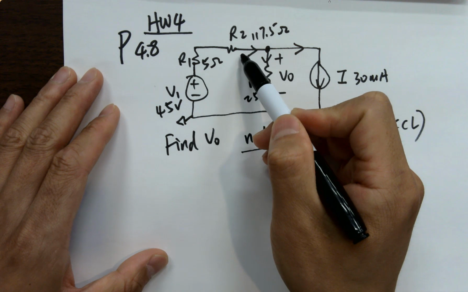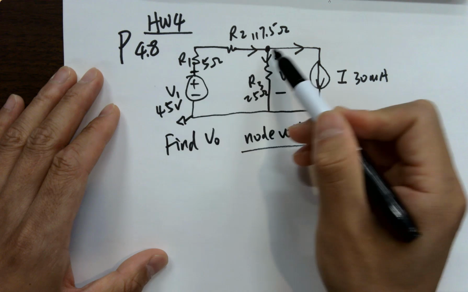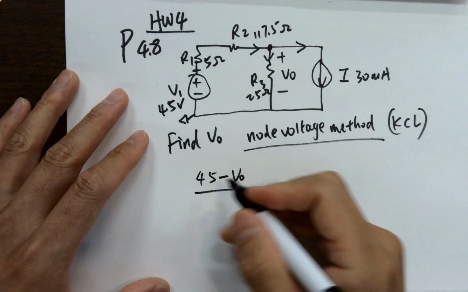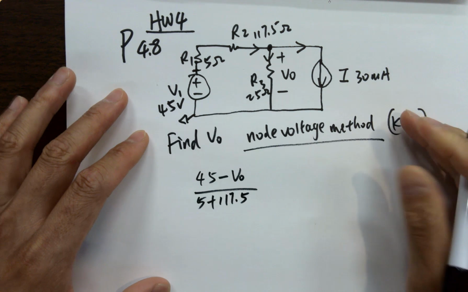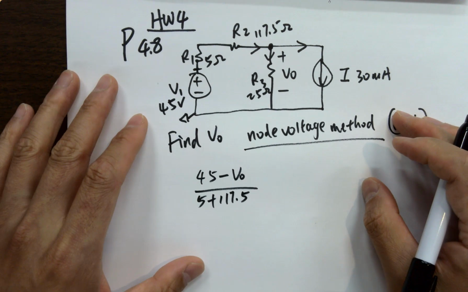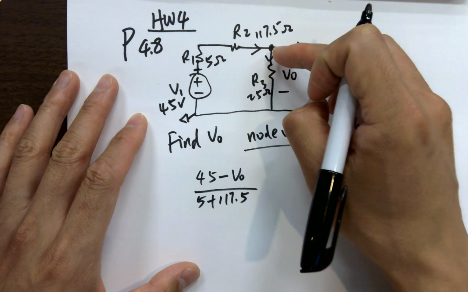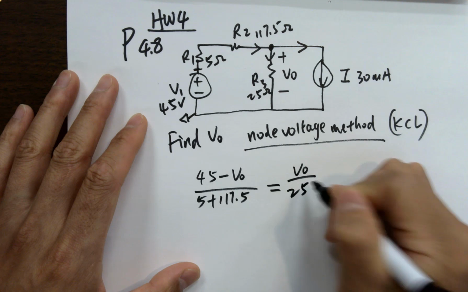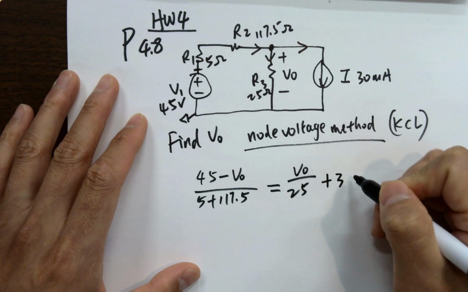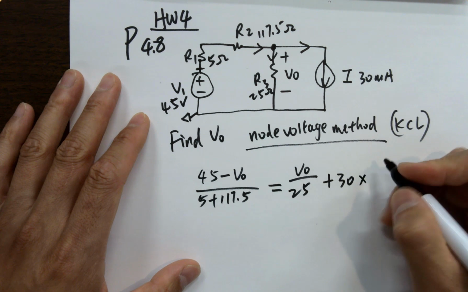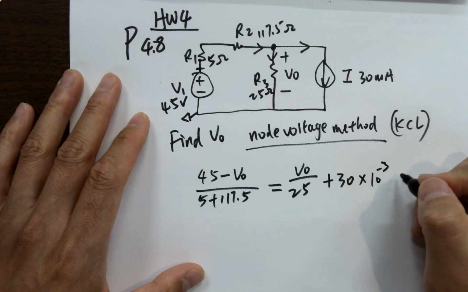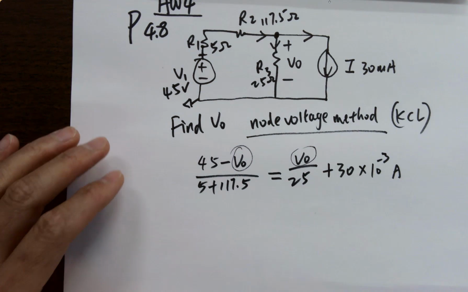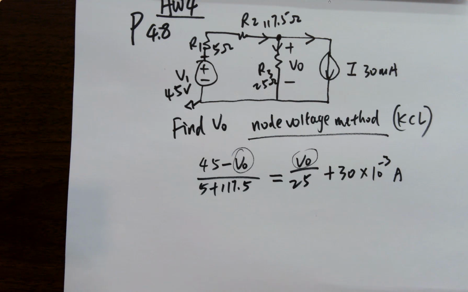The voltage here is 45 volts. It's 45 volts at this point. Minus VO will be the voltage drop across these two resistors. So it's 45 minus VL divided by 5 plus 117.5. That's going to be the current flowing into the node on the left. And current flowing out here from top to bottom is directly the voltage across it divided by the resistance. And here it's given 30 milliamps. We just converted to amps. It's 30 times 10 to the minus third power amp. Okay, just one variable. Should be very easy to calculate for the first problem on homework 4, which is due Monday. Okay.